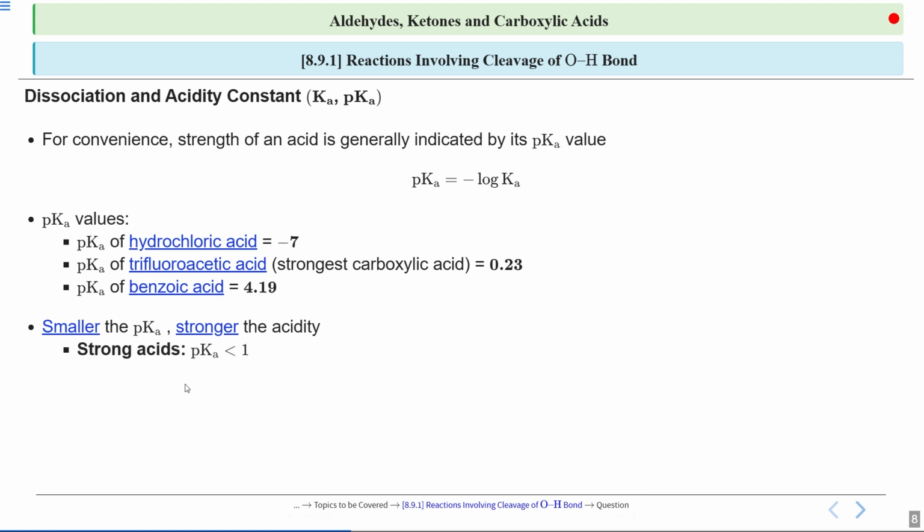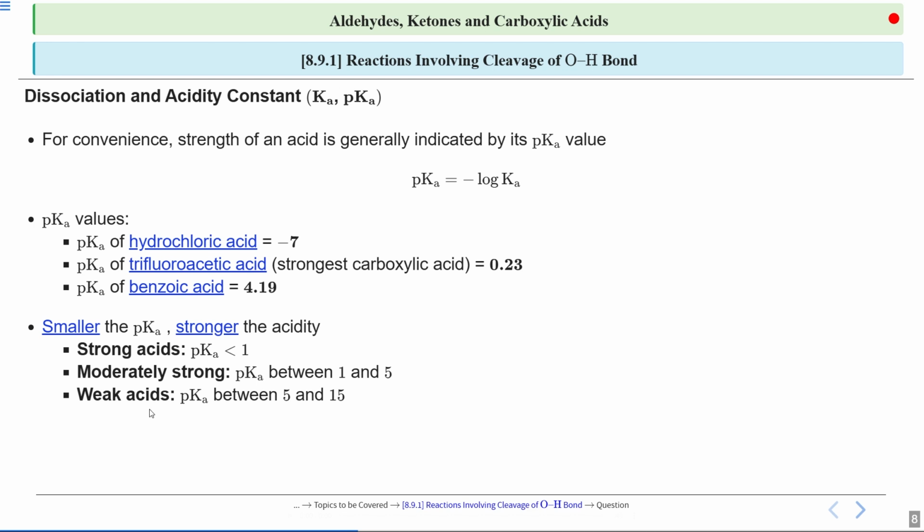So here, if we see strong acids, they have a pKa value less than 1. Can you guess an example of this category? Right now we only discussed it: hydrochloric acid, whose pKa value is less than 1. Similarly, if I talk about moderately strong acids, they have a pKa value between 1 and 5. Like you can put benzoic acid in this category.